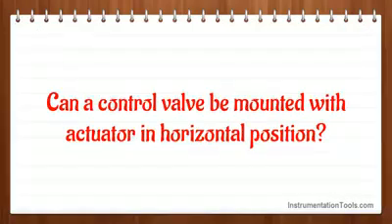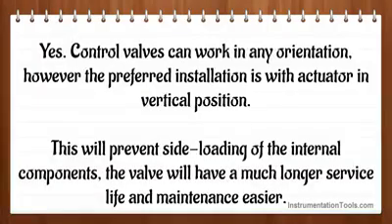Can a control valve be mounted with actuator in horizontal position? Yes. Control valves can work in any orientation, however the preferred installation is with actuator in vertical position. This will prevent side loading of the internal components. The valve will have a much longer service life and maintenance is easier.